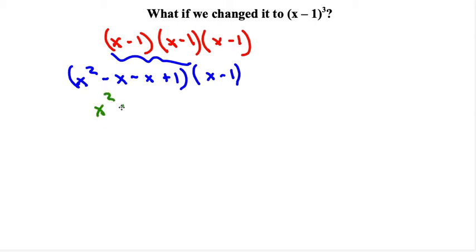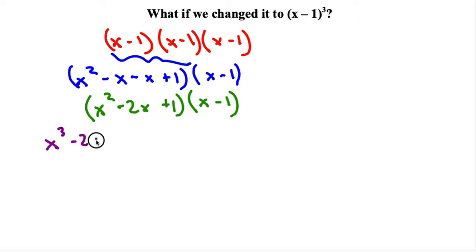First, to make life a little easier on myself, I am going to combine like terms. Negative 1 minus 1 is negative 2. And now we continue to multiply, distribute that is. So the x, I'm going to multiply by all 3 of these. So x cubed minus 2x squared plus x, and then I'm going to multiply by the negative 1: minus x squared, and then plus 2x, and then minus 1.